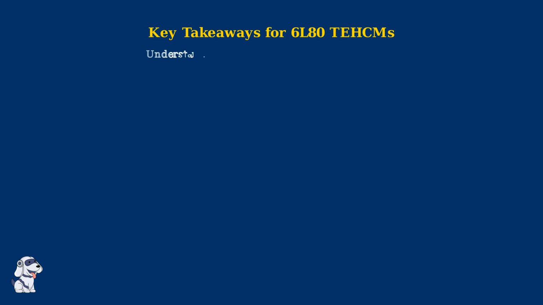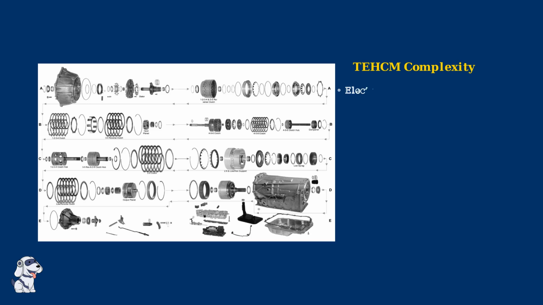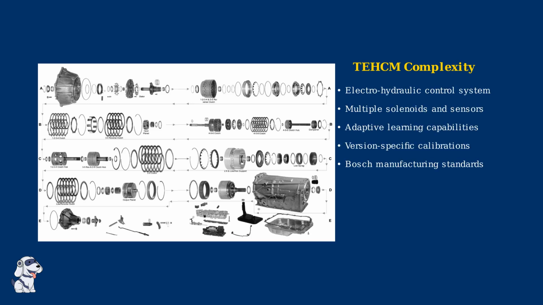As we conclude our comprehensive examination of 6L80 TEHCM variations and failures, it's important to understand the key takeaways that will help you work effectively with these complex transmission control systems. The 6L80 TEHCM represents a sophisticated electro-hydraulic control system with multiple interconnected components. This exploded view shows the transmission's complexity, with the TEHCM serving as the brain that coordinates all these mechanical and hydraulic elements.